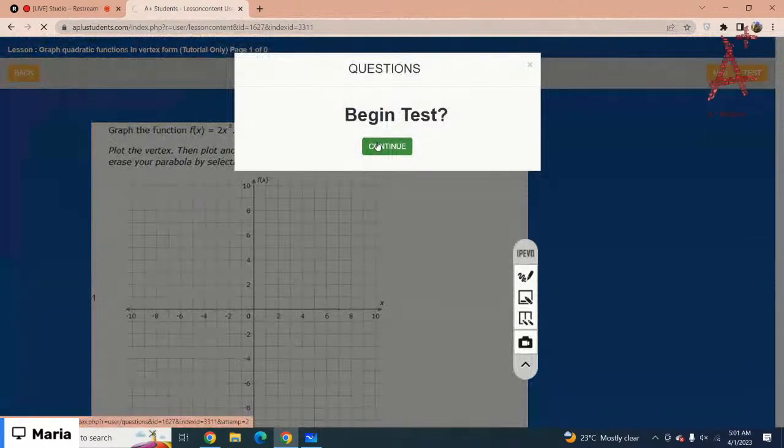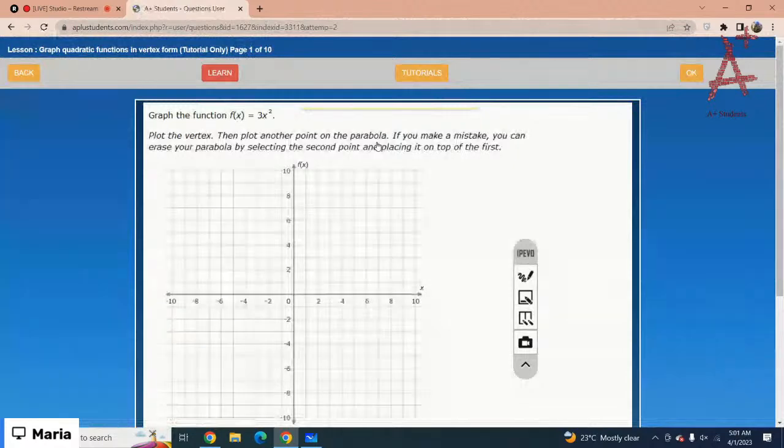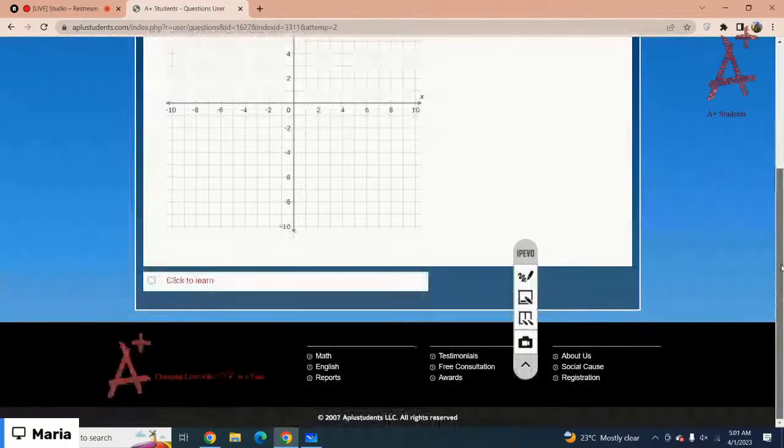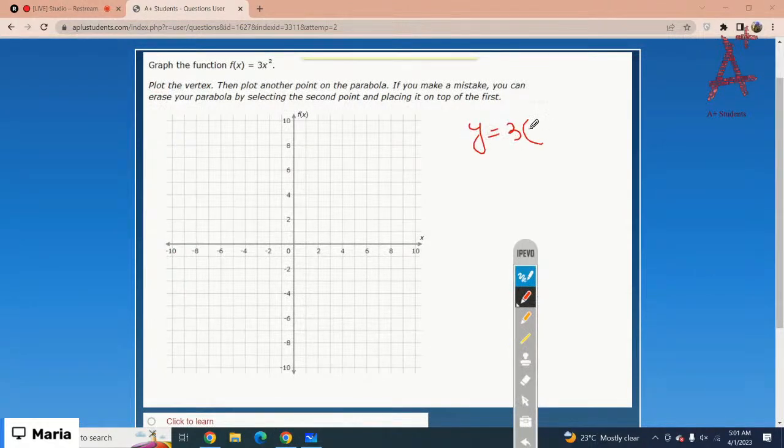Let's see. Okay, graph the function f of x equals 3x squared. So you have f of x equals 3x squared, but we have to write down the equation in the vertex form. It would be y equals 3 times (x minus 0) whole squared plus 0. That means h and k, the vertex, is 0 and 0.